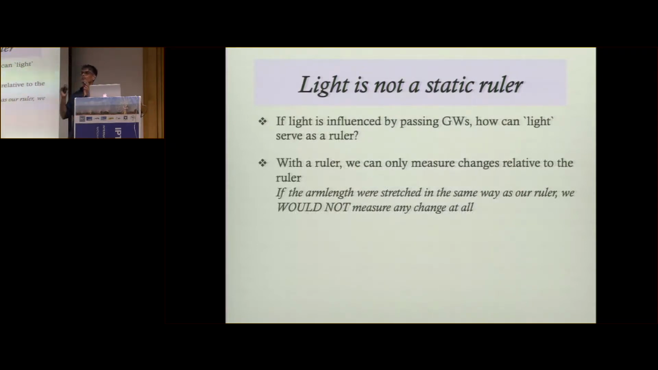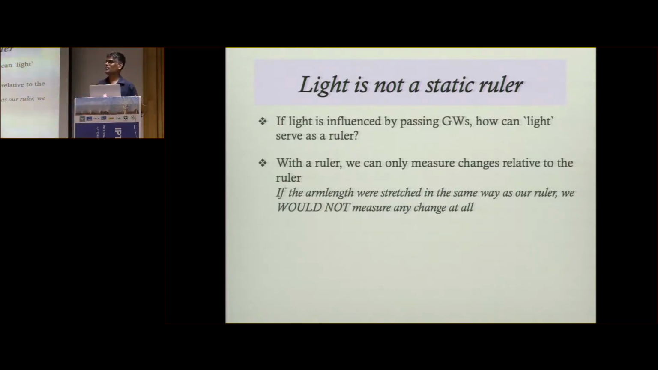But we know that gravity actually affects photons. This is a famous experiment, right? You get the photon getting redshifted, and you can get blue shifting too. So in fact, light is not treated as a static ruler.